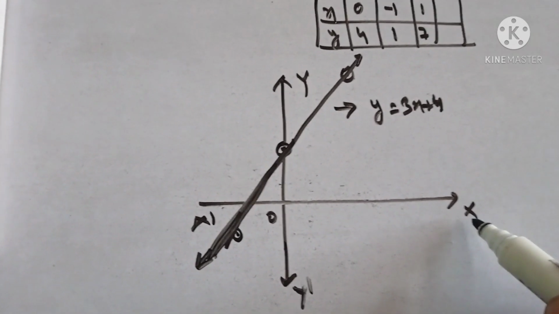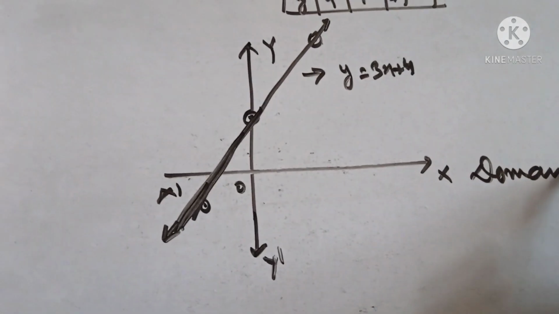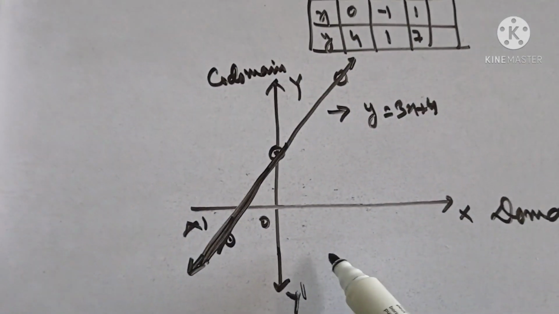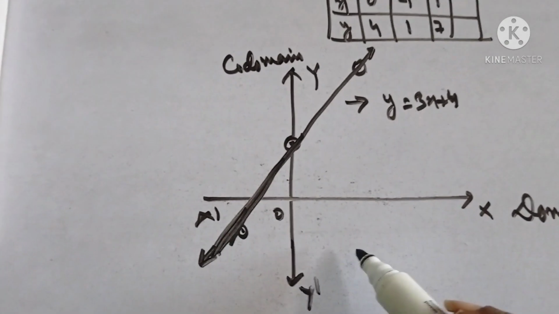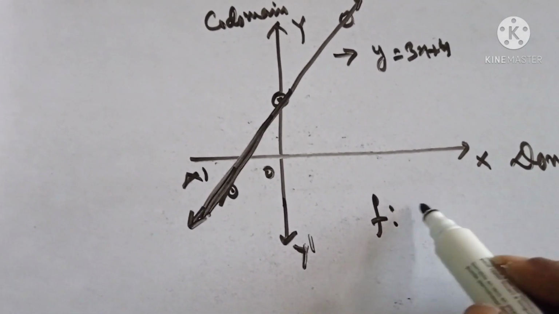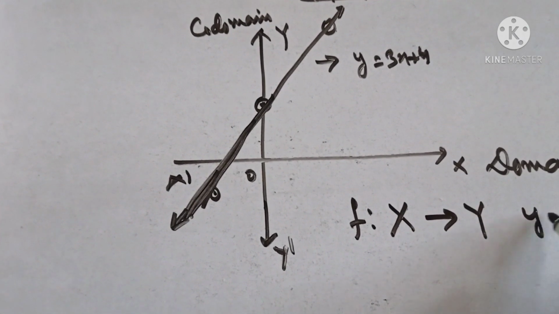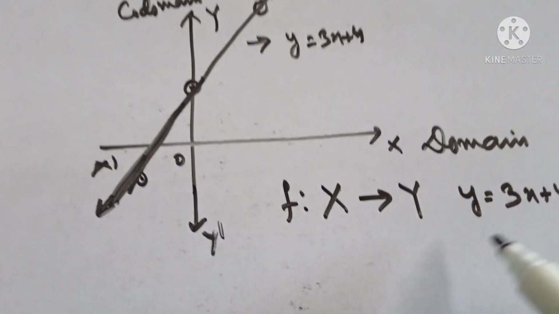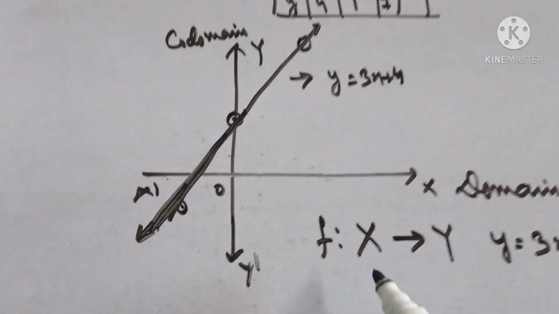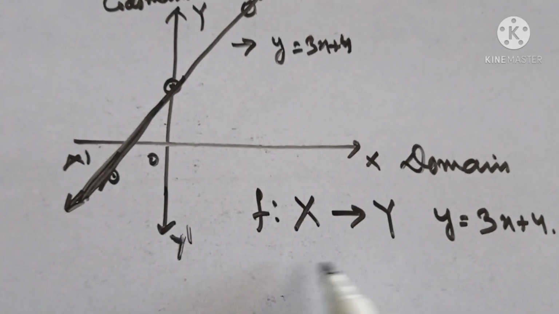Here only some modification is done. That is, you can treat this x-axis as domain and your y-axis as codomain. Now if you modify it and write, it becomes f, a function from domain to codomain, and y is equal to 3x plus 4. This is the modification which has been done in class 12. Everything you learned in class 9 and 10, but to express this, you expressed it in a graph, and this has been expressed as functions in this year.